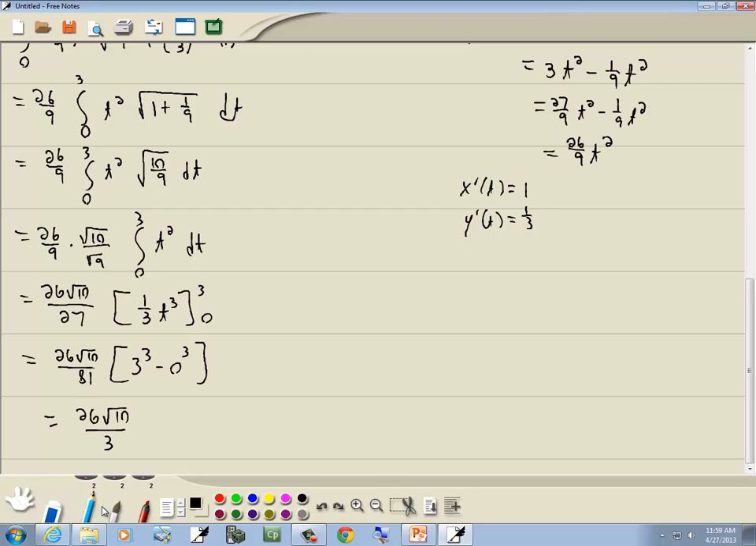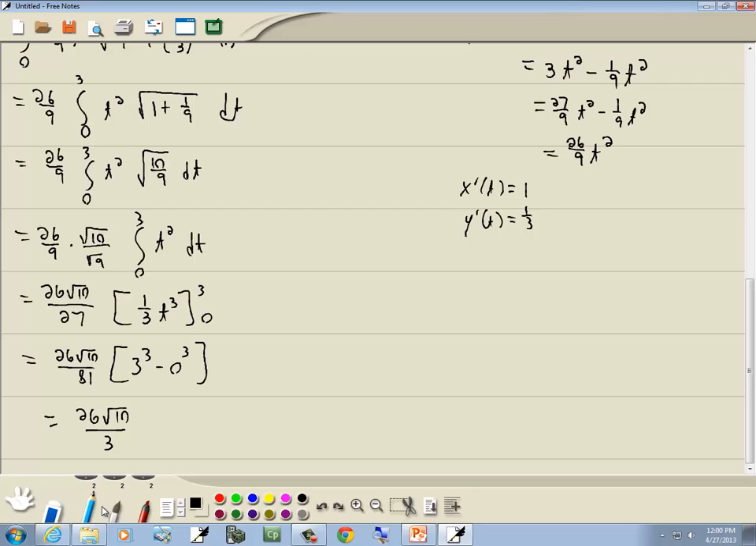Still doing it. Okay, 0 to 3. 3t squared minus 4/9 t squared plus 4t minus 9 dt. Okay, and that gives us 13 over 3. Add 1 to the power, so that's t to the third minus 4/27 t to the third plus 2t squared minus 9t.